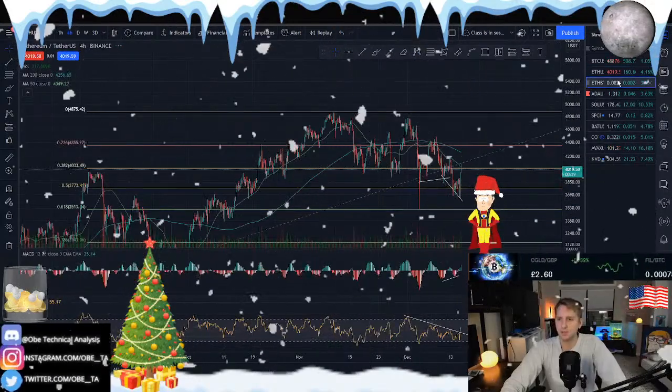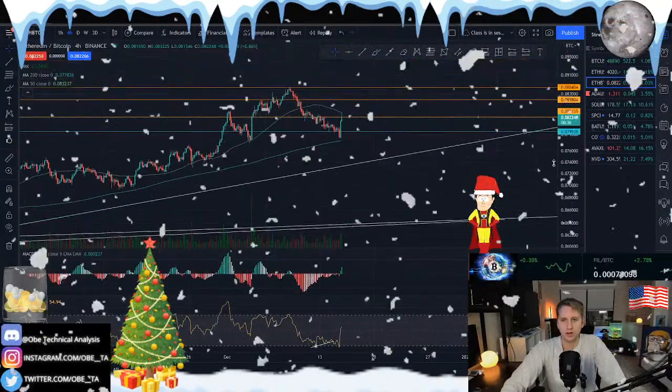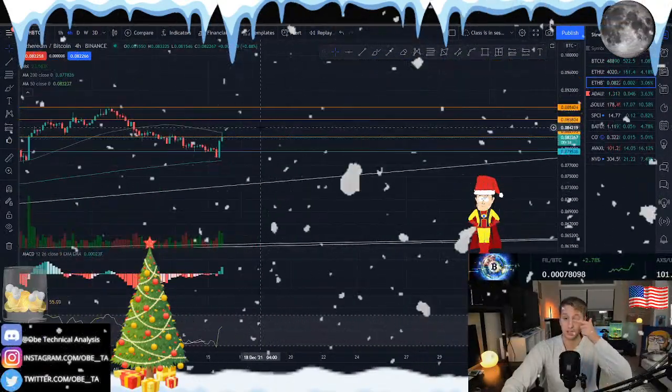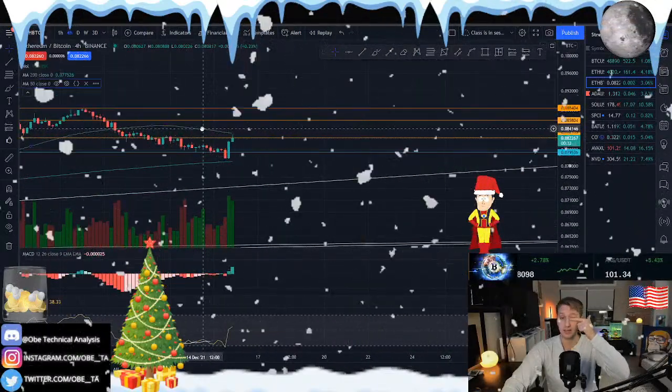Okay, let's move it over to the Ethereum to Bitcoin chart. All right, same kind of thing, right? Look at just touching the 50-day moving average. That's what this green line is here.